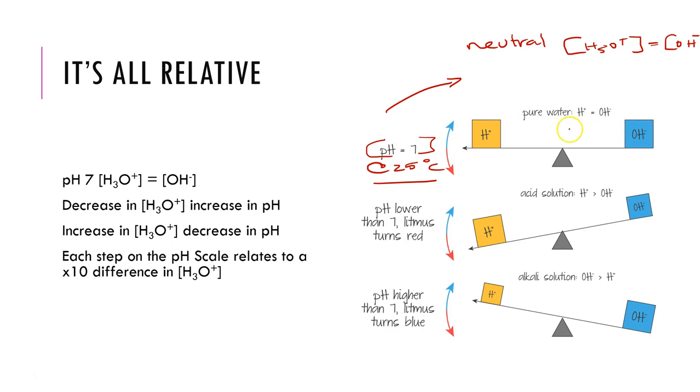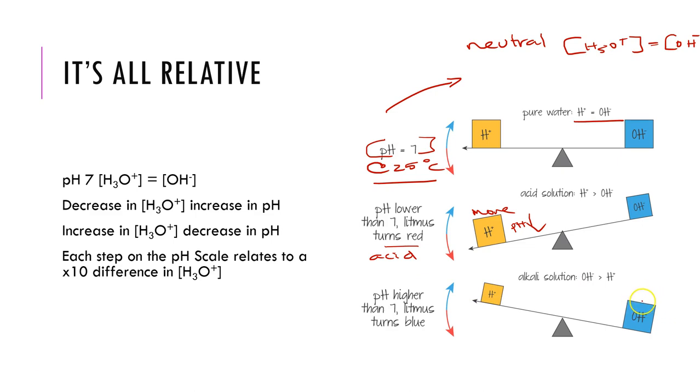So the better definition for us for a neutral solution is one where the concentration of H+ and the concentration of OH- is equal. If we increase the concentration of H+, making it heavier on this side, so we have more H+, then our pH decreases. Just like on a seesaw, if you add more mass to one side, it goes down. So if we add more H+, our pH decreases, and our litmus will turn red, indicating that it is an acid.